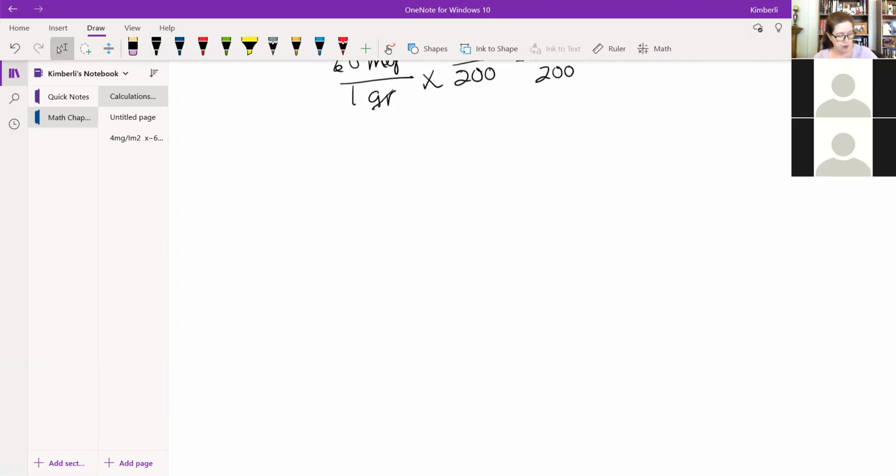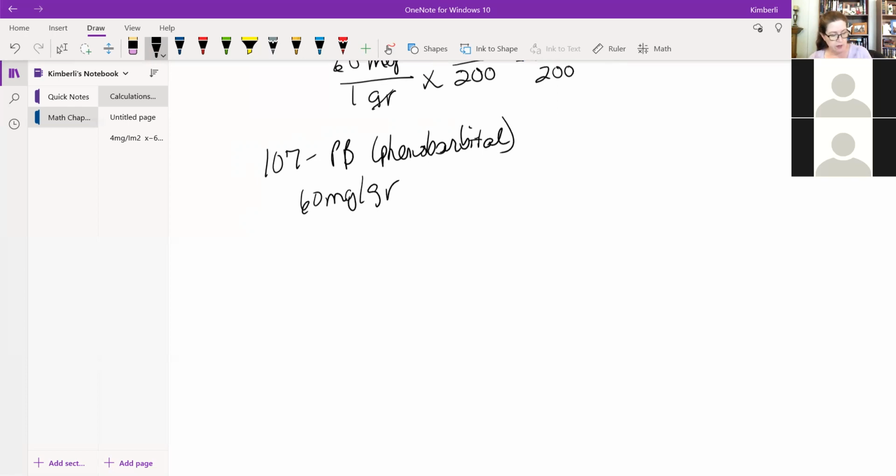Let's look at phenobarbital, because phenobarbital is another weird one. And phenobarbital on page 107, this is one of the oldest anti-seizure medications around. And it says to use 60 milligrams per grain. But it also comes in strengths based on 64.8 milligrams per grain.